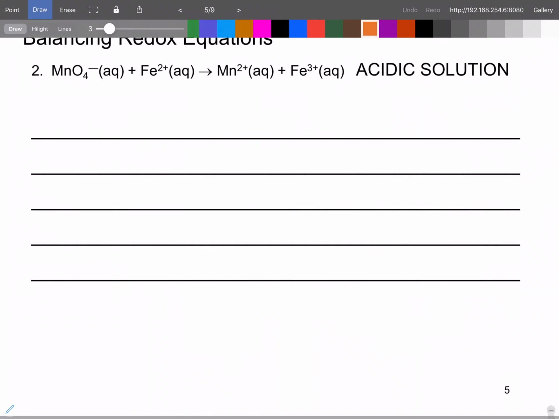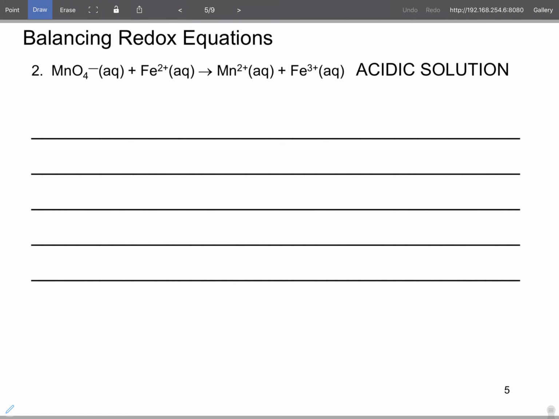Okay. That brings us to the next one. This one is done in an acidic solution. Now, how do you know? Well, you're going to be told. And when we have them on the test, I usually have you balance two. I have you balance one in acidic and one in basic. And today we're going to be working several of each one. And there are a bunch of extra ones posted, and there are more in your text. So we'll go from there.